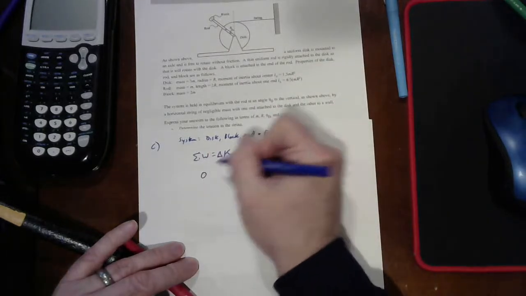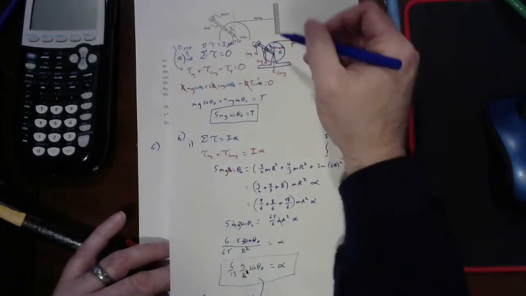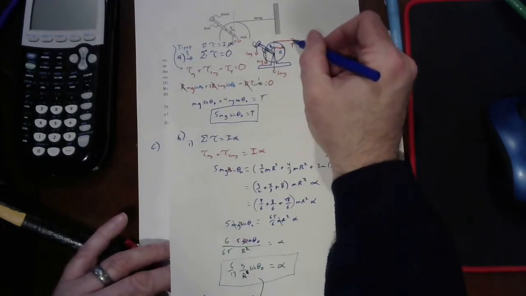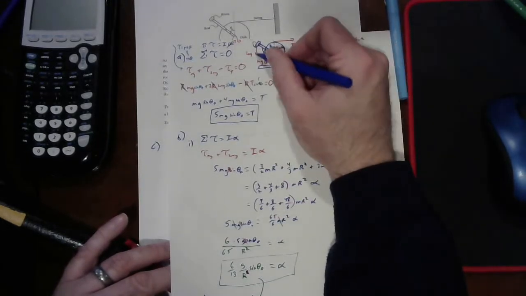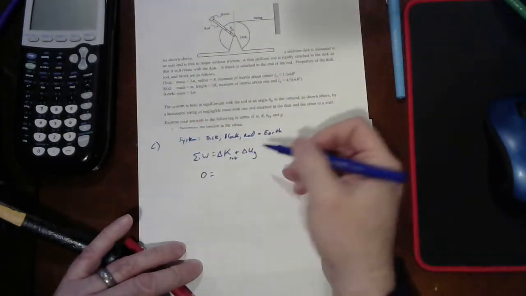So I have no work. All right. This force is gone. This force doesn't push through a distance, and these are interactions with the Earth. They're interactions inside our system. So we're just going to have delta UGs instead.